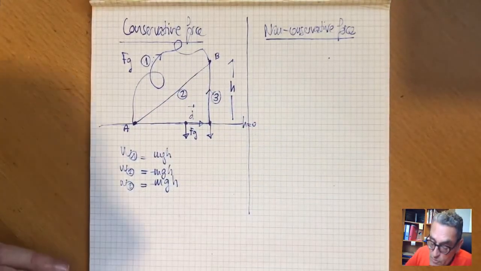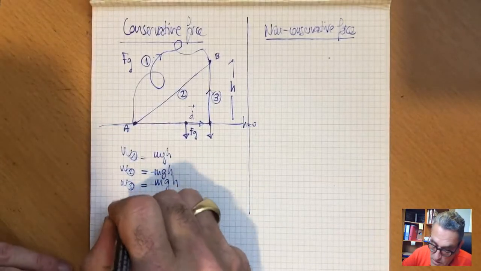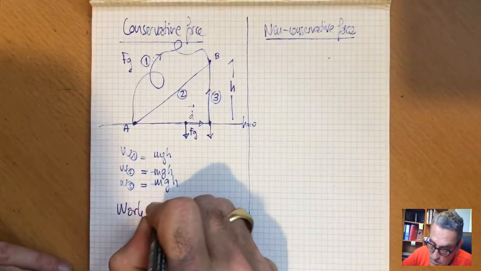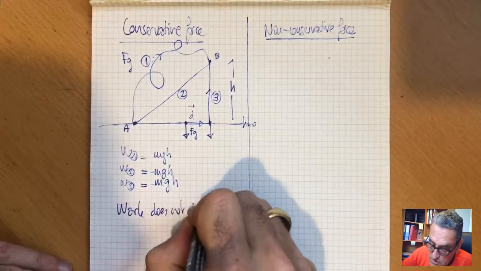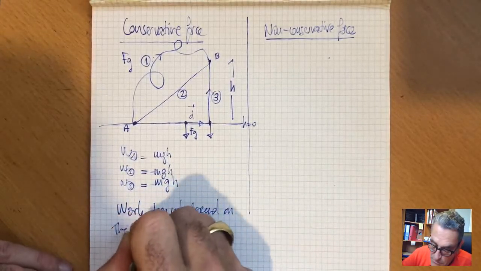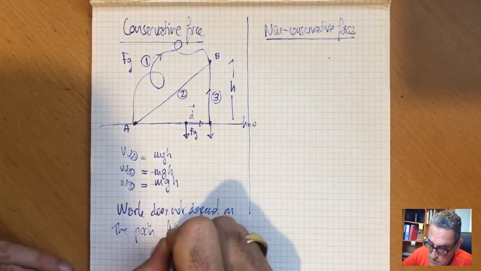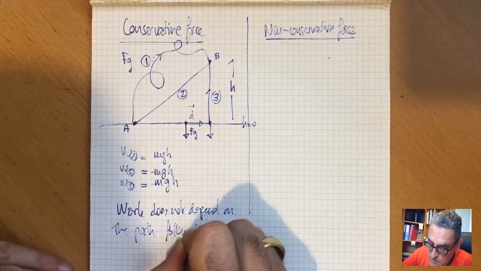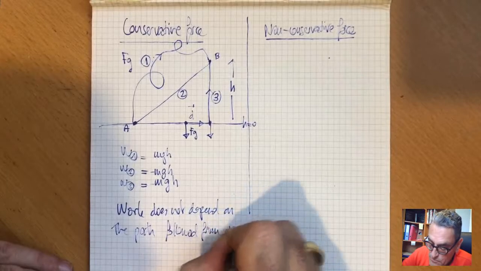So for a conservative force, work does not depend on the path followed from one point to another.